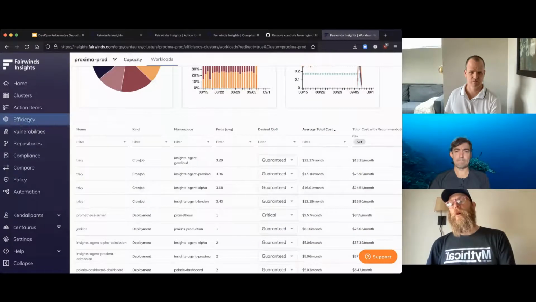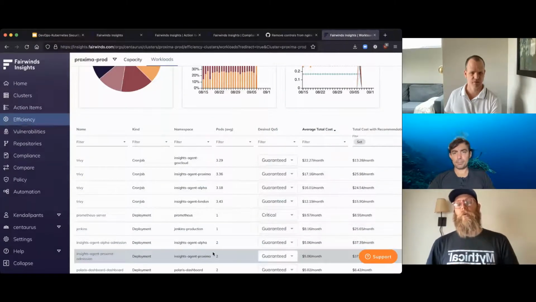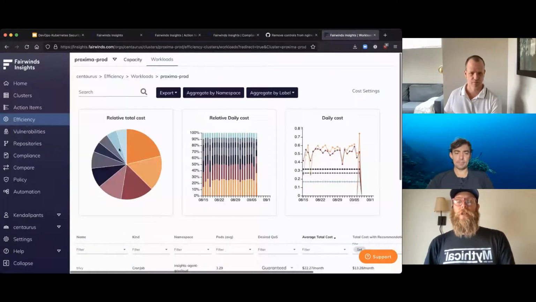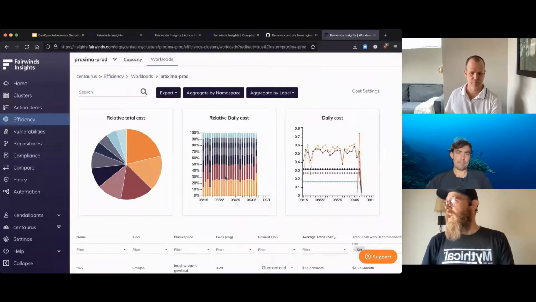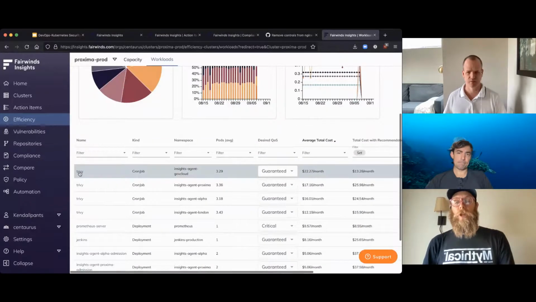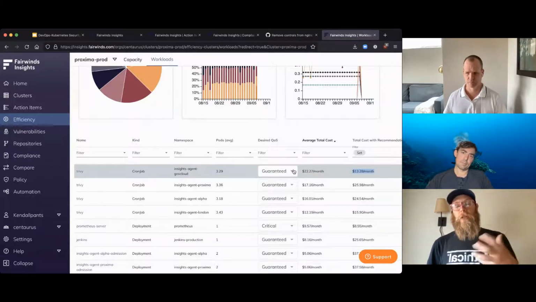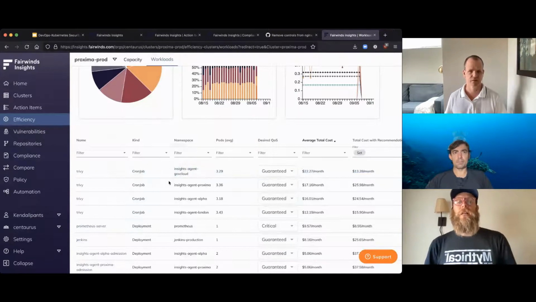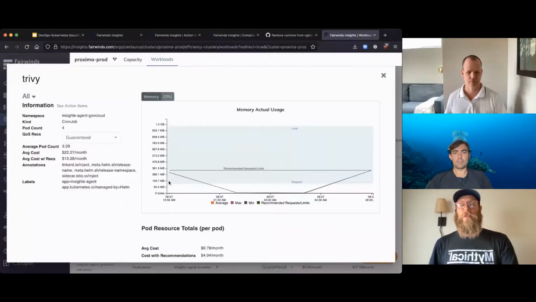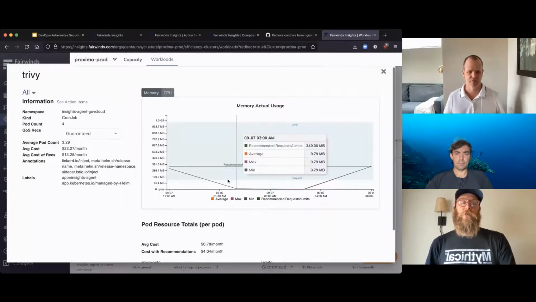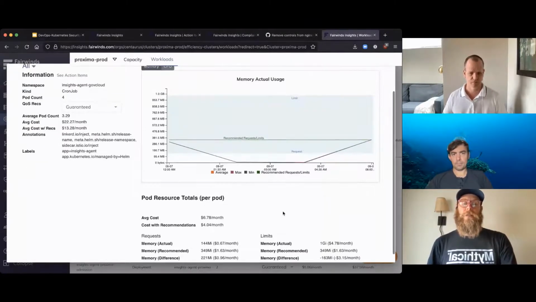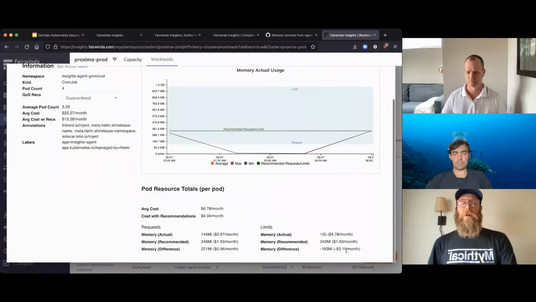And finally, we do also have an efficiency tab here where we're going to get into some of the cost management. So when you come into this page, you're going to see an overview of the relative total cost of each workload, the relative daily cost throughout. And then on each workload, you can come down and see this is what it's costing you. And if you take our recommendations, this is what it'll cost you per month. You can choose the quality of service because we can make recommendations based on that. And you can click into any of these workloads. It's going to show you this is what the actual usage is. So therefore, this is what we recommend in terms of requests and limits. And you can copy that from the information here.